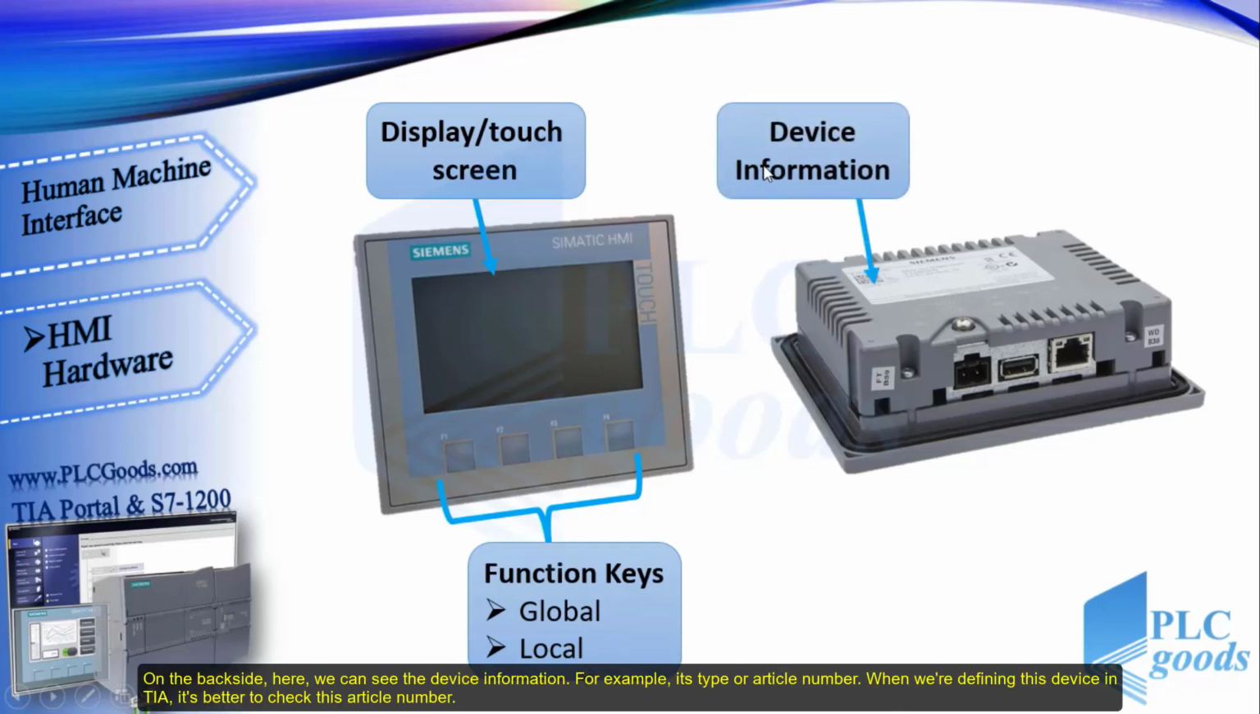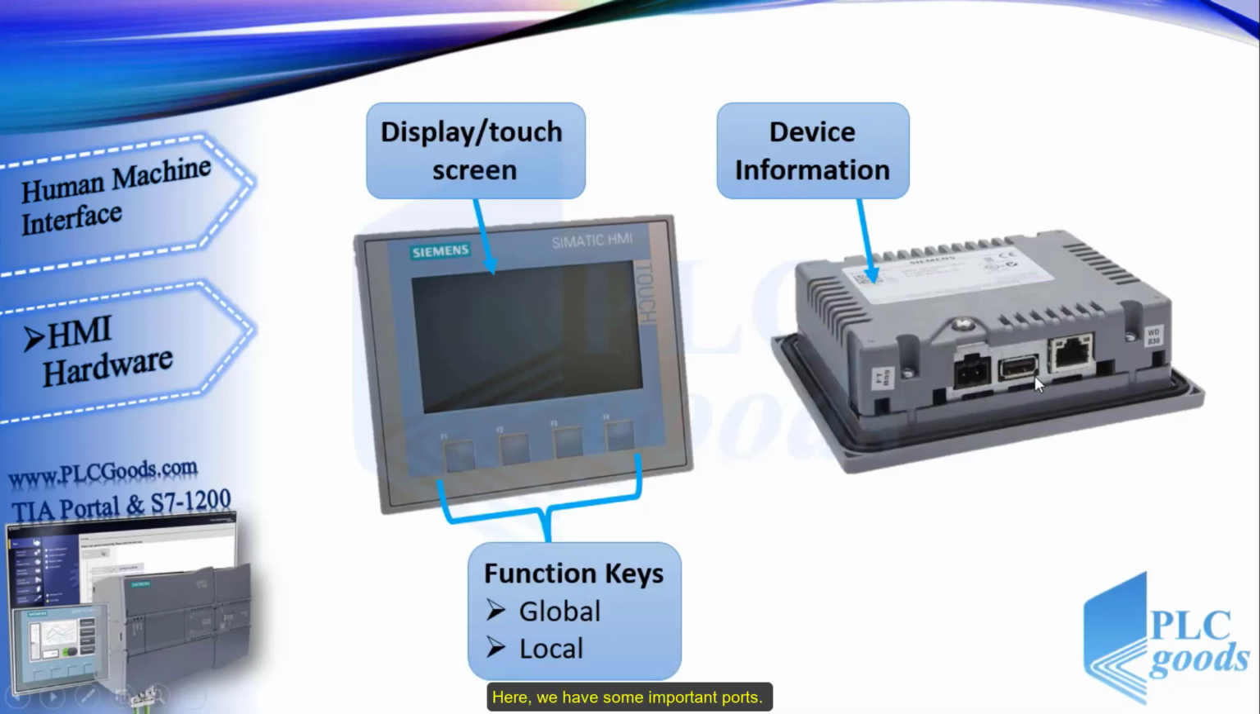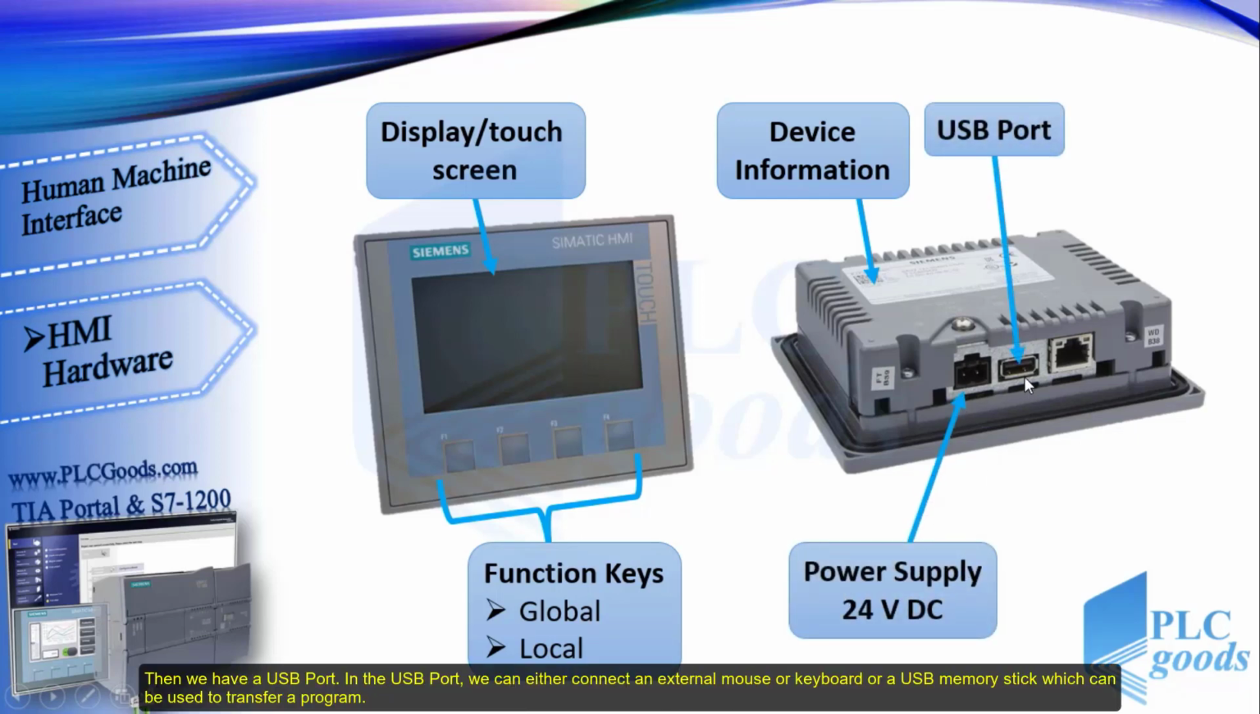On the back side, here we can see the device information, for example, its type or article number. When we are defining this device in TIA, it's better to check this article number. Here we have some important ports. This is the power supply port. Then we have a USB port.